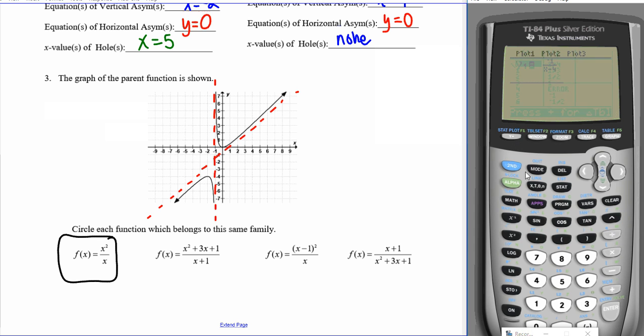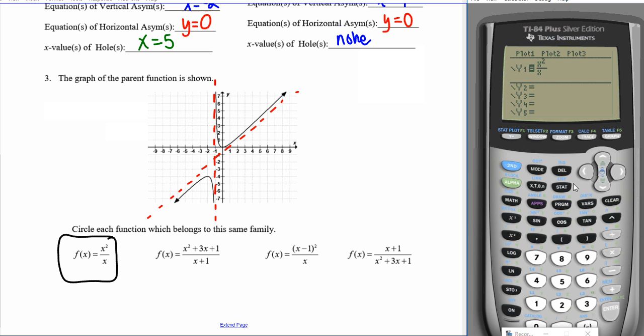The same family of functions is going to be the same overall shape of the graph. It could be moved, it could be stretched, it could be shrunk, it could be flipped, but it has to have the same overall shape of that parent function. So this looks like a line, so that's bad. That's a line, so that is not part of the same family. Let me go back to my next function.